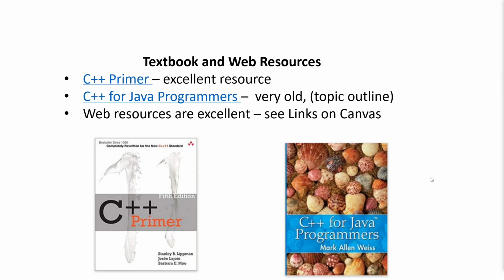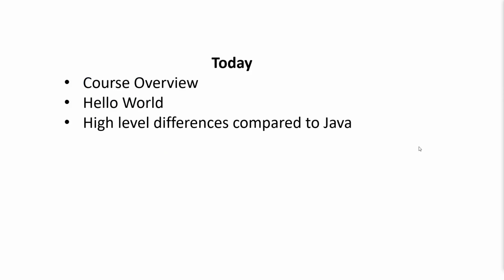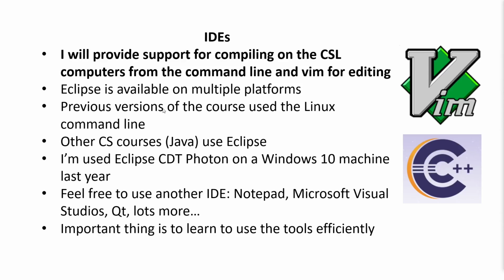All right. Yeah, and then the web resources, we'll have links on Canvas. So here we are. That was the course overview. I'm going to be providing support for how to compile using the CSL machines, using the command line, and using Vim for editing. That's enough. I think for an online course where I can't actually guide people through installation of an IDE, because it can be a little challenging. Setting up the tools can be one of the hardest parts of this course. That's what I'm going to do this semester.